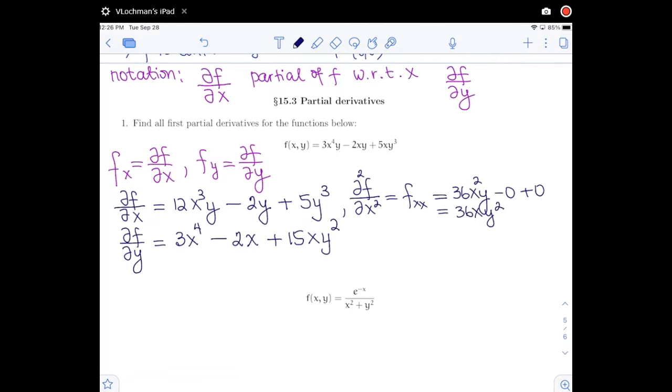And then let's compute the second derivative with respect to y. What do we get here? 3x to the fourth with respect to y, that's 0. Same for 2x, that's also 0. Now here we don't get 0, we get 30xy. So that's my second derivative for each of the variables.